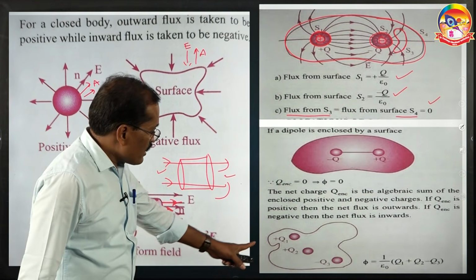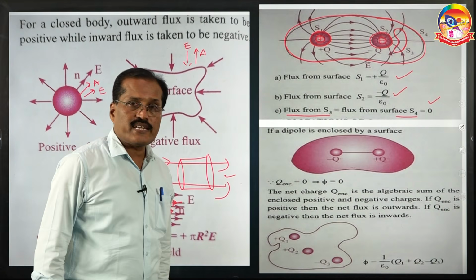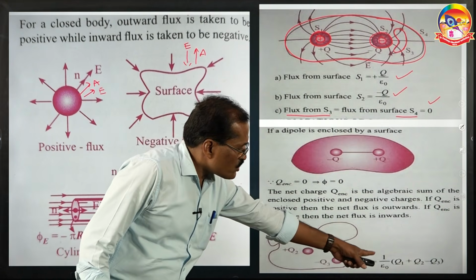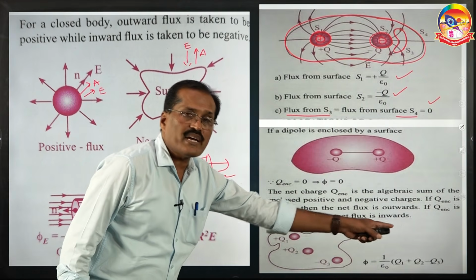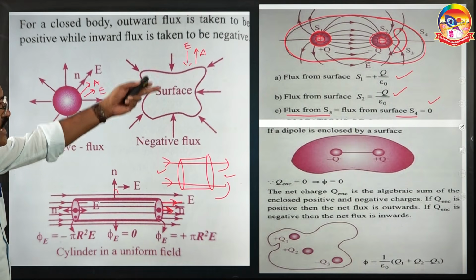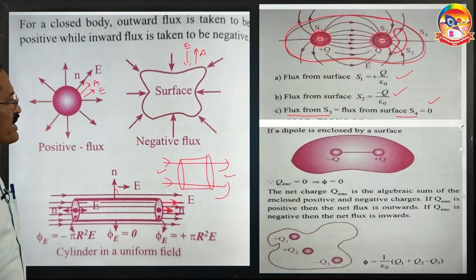You can see here q1, q2 and minus q3 are inside, and what is the flux through this particular Gaussian surface? It is equal to 1 by epsilon 0 times q1 plus q2 minus q3. Okay. So, these are 2-3 examples related to the flux, and some more applications we will see.